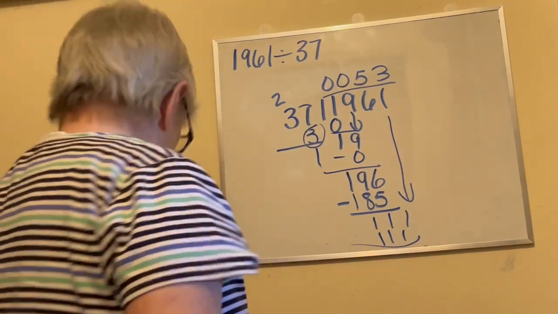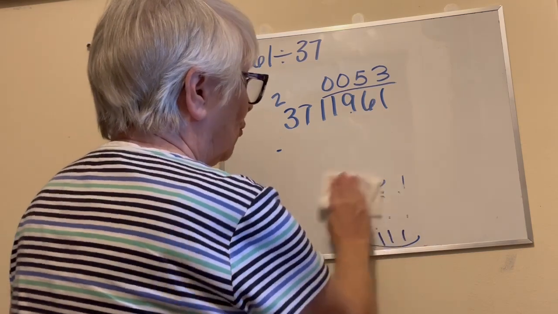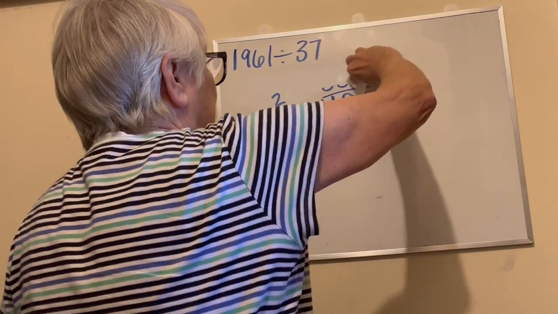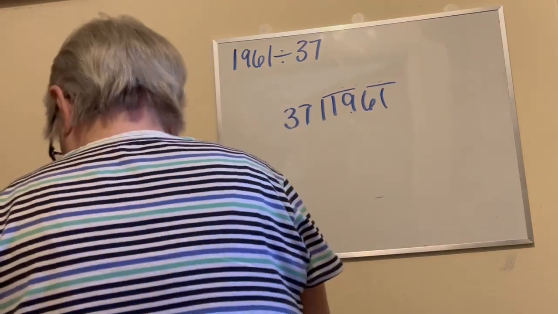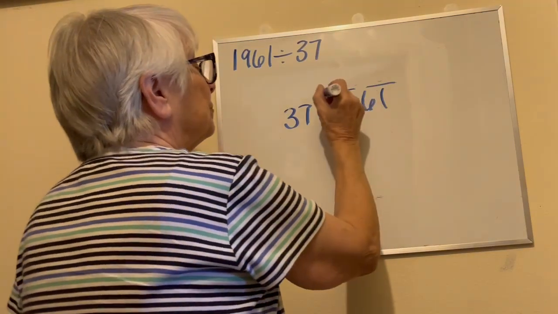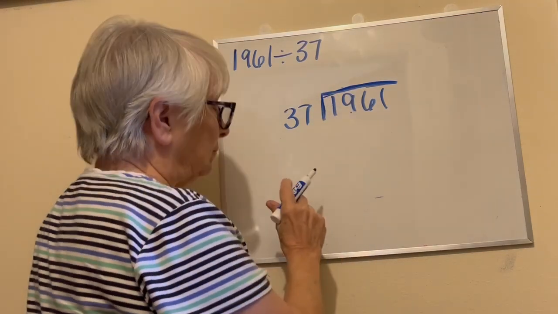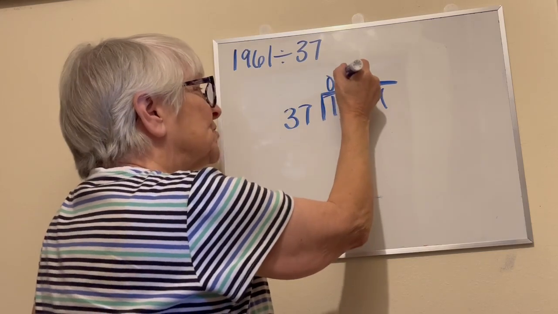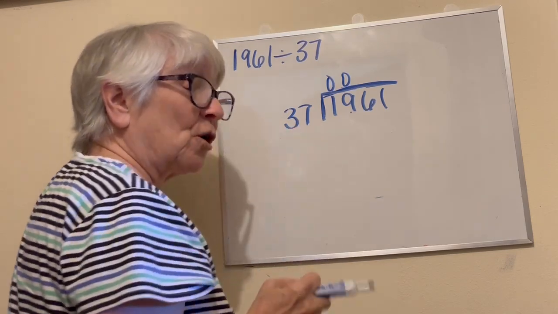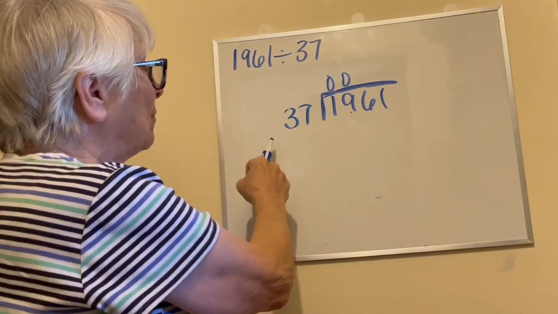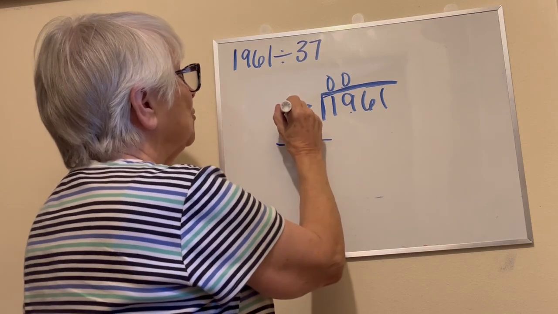1,961. Now, I'm going to erase this and look at it a different way and see what happens. Okay, so I have 37 into 1,961. I'm going to go ahead and write these 2 zeros up. We went through that process the last time. This time I'm going to look at this and say, that's closer to 40 than 30. So I'm going to divide by 4. 4 goes into 19 4 times. So I'm going to try 4.